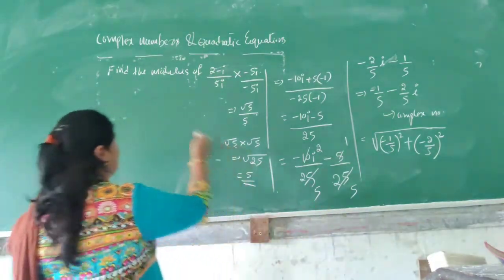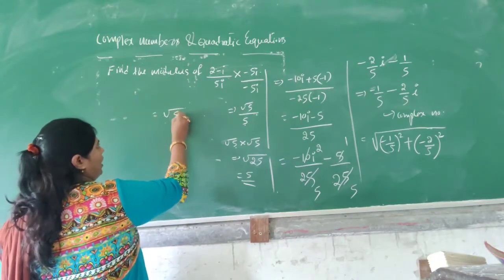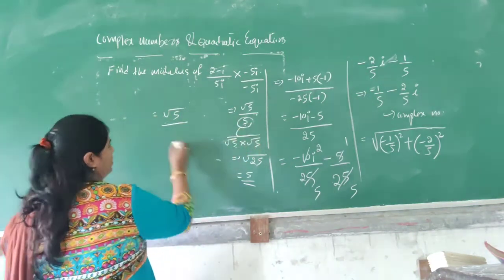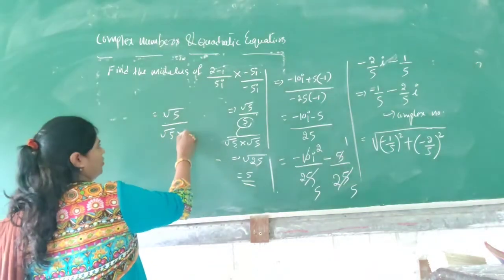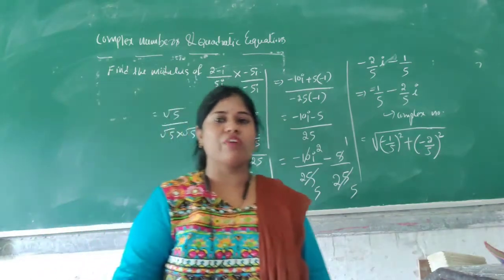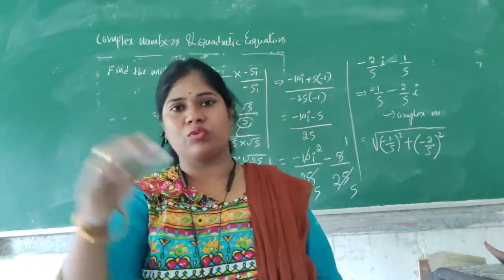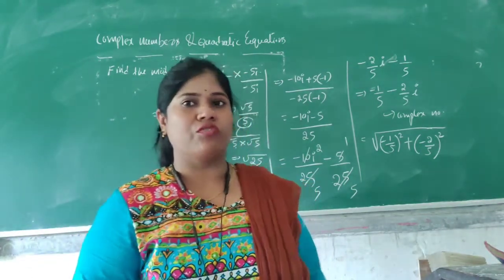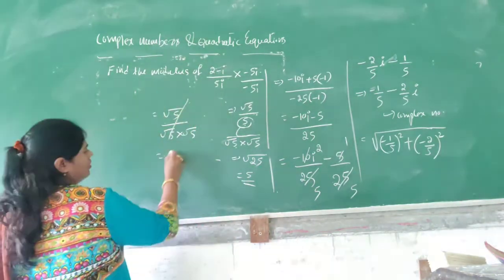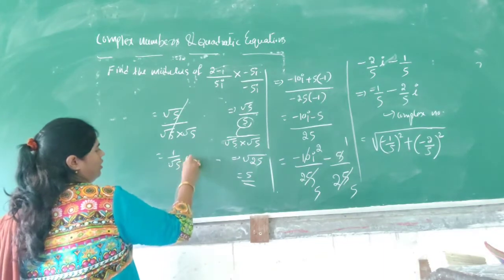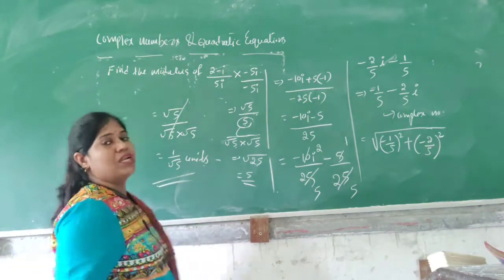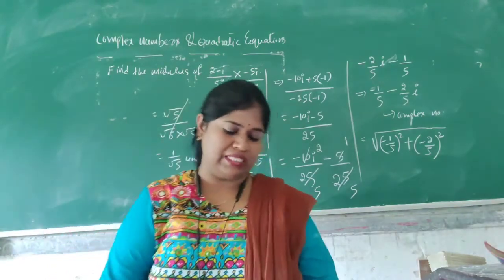So it is equal to root 5 in the numerator, and in the denominator 5 can be written like this: root 5 into root 5. It is nothing but 5 only, which is root 25, which is equal to 5. So these two will get cancelled. It is equal to root 5 units. So this one is the modulus of the complex number.